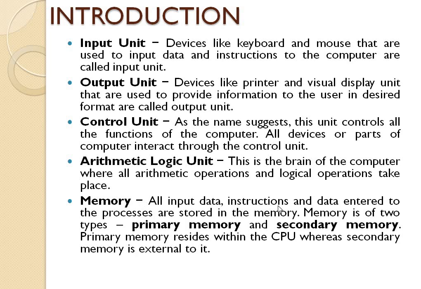All input data and instruction data entered into the processor is stored in memory. Yes, I told you memory is divided into two types: primary memory and secondary memory. Primary memory is called permanent memory, which resides in the CPU, that is the processor. Secondary memory is external memory, like a pen drive, floppy, hard disk, CD drive, like that.